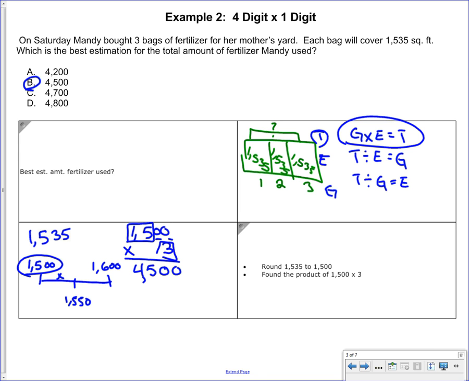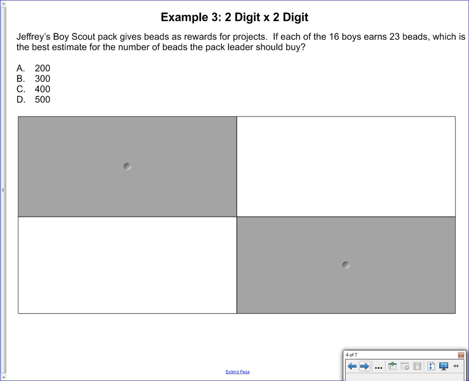All right, we're moving right along. The good thing about this being on video is that you can always go back and rewatch what you missed. So here's our next example. Jeffrey's Boy Scout pack gives beads as rewards for projects. If each of the 16 boys earns 23 beads, which is the best estimate for the number of beads the pack leader should buy? So they want to know the number of beads the leader should buy.